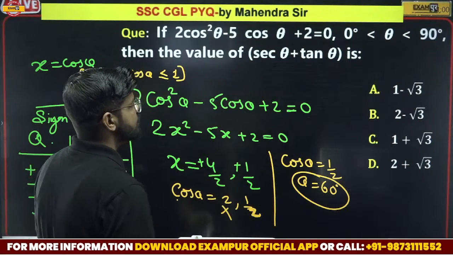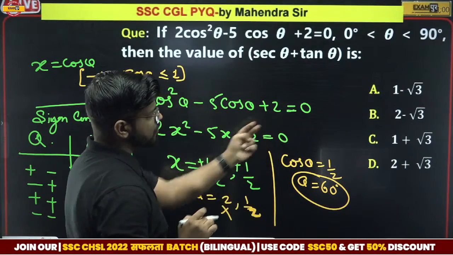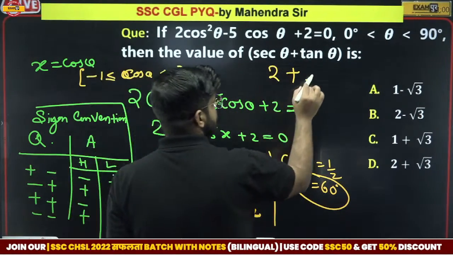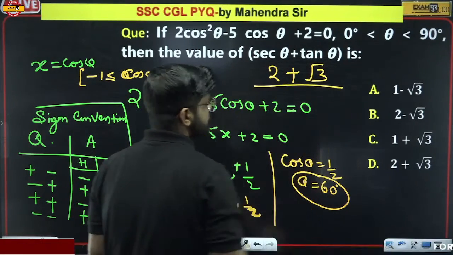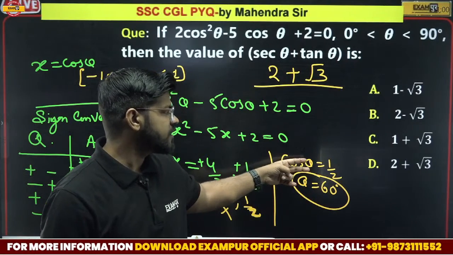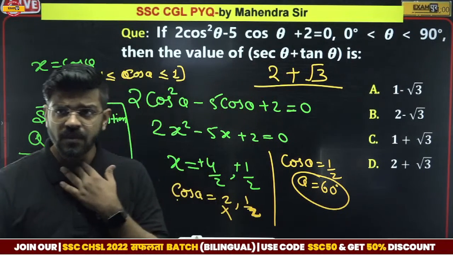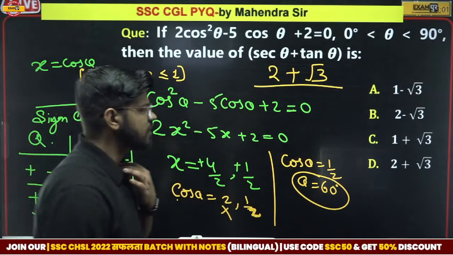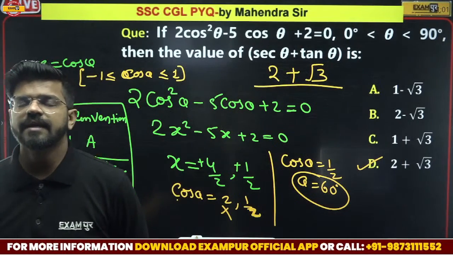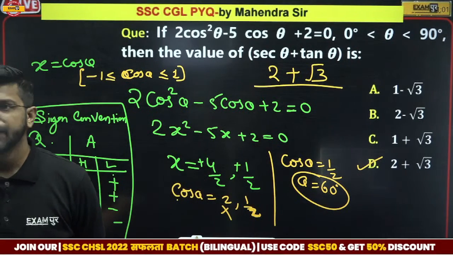If theta is 60 degree, we have to find this thing. What is sec 60? Just the opposite of cos, that means 2. And what is tan 60 degree? Tan 60 degree is root 3. Clear? We got cos 60 degree, which is 1 by 2. Just reverse it, you will get 2. So A is not the right answer. The right answer is option number D. Is it clear, everyone?